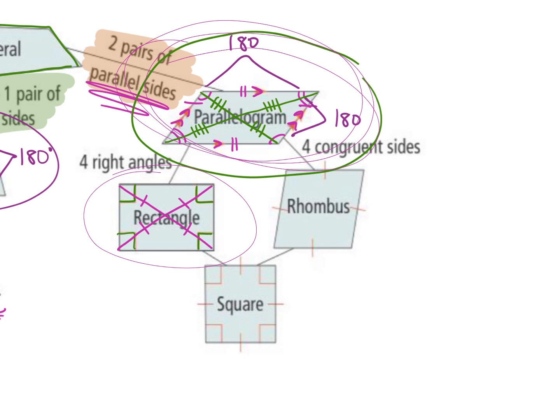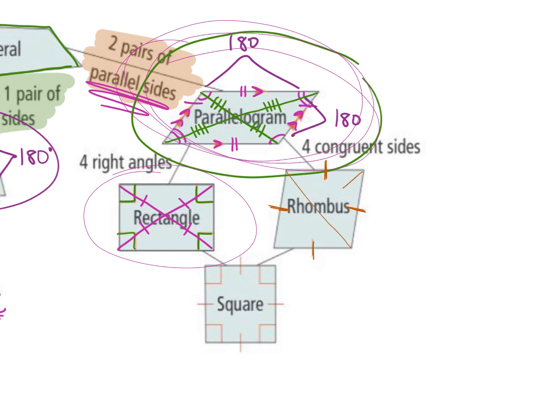What's a rhombus? It's like an angled square. It has 4 congruent sides, right? It's a parallelogram with 4 congruent sides. Okay, we learned 2 theorems about a rhombus, and they both dealt with the diagonals. Do you remember?